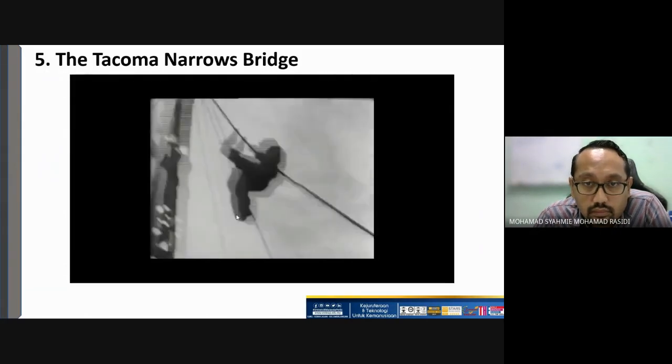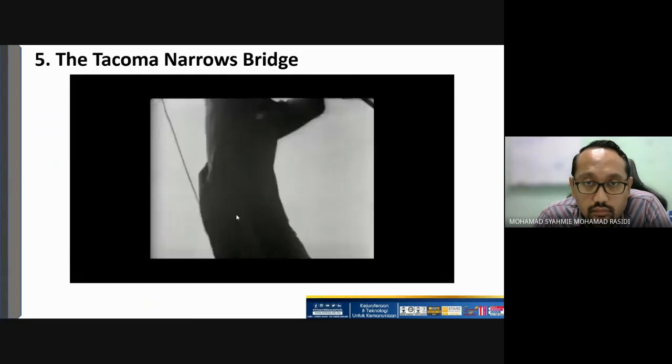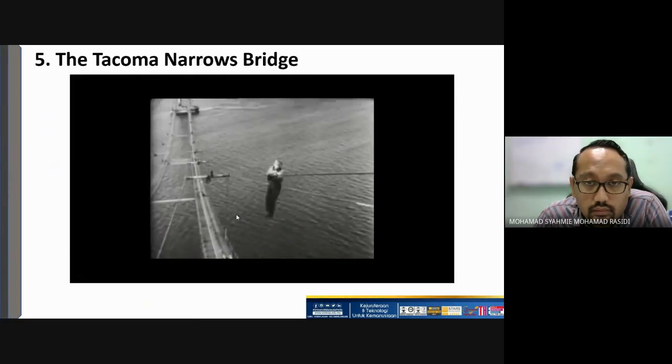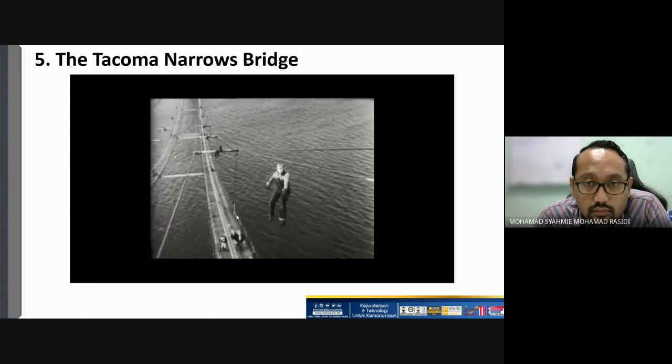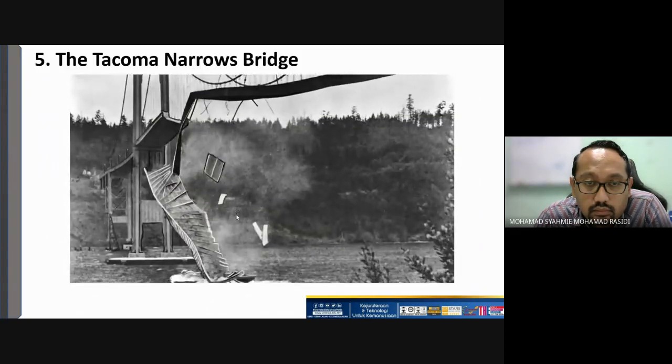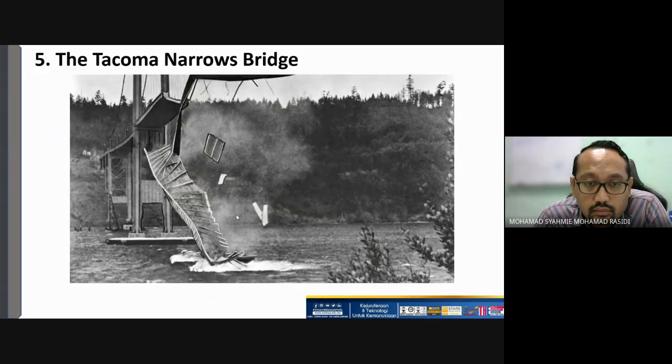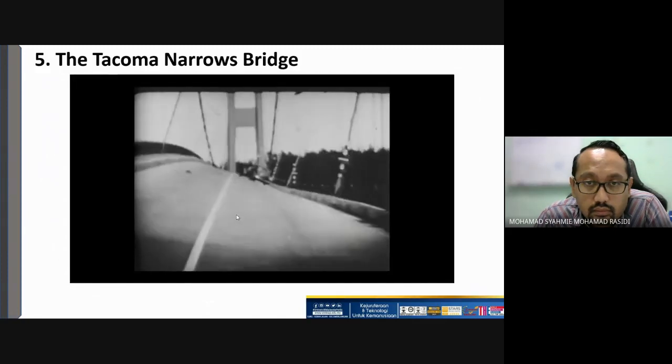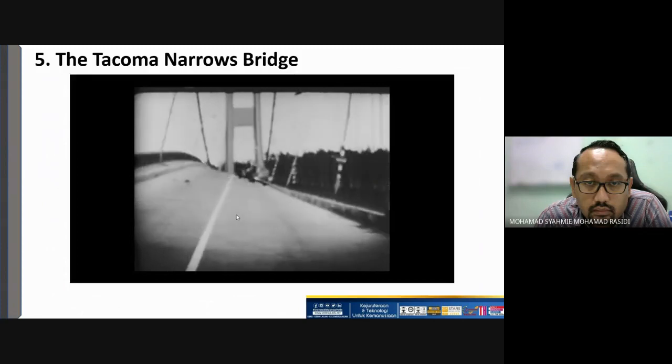Even during construction, it was apparent that the bridge was too flexible, even under moderate winds. Construction workers gave it the nickname Galloping Gertie. Only 4 months after it opened, the bridge collapsed in dramatic fashion. In fact, this failure was so dramatic, there's a good chance you've seen this video before.